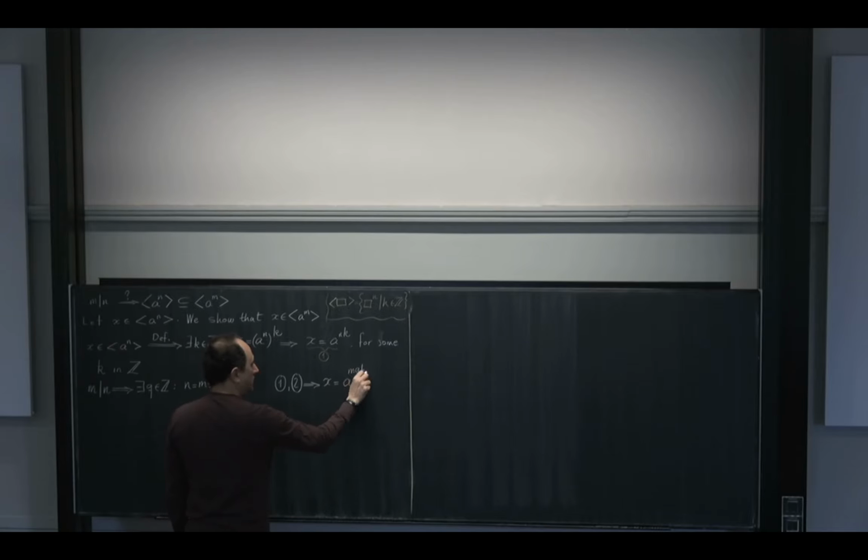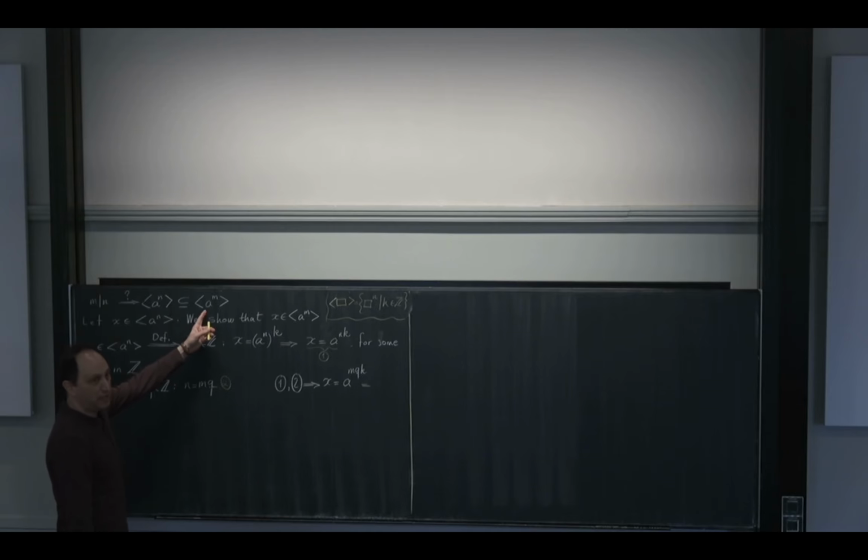And then I have k. Okay, what is the last step? Can you help me? Because I hope that you remember what we're supposed to do. We want to show that x belongs to a to the mth. I have to convince myself that x is a power of a to the mth. Is that right? So what should I write?